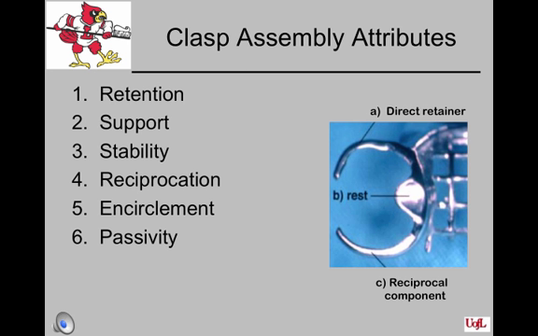Reciprocation must be present to keep movement of the tooth from occurring when the direct retainer flexes into the undercut. It should contact the tooth slightly before the direct retainer to brace the tooth. The clasp assembly must exhibit encirclement of the tooth to prevent the tooth from moving away from it. And when the prosthesis is finally seated, the clasp assembly must be passive. It should not be placing forces upon the tooth in any direction.